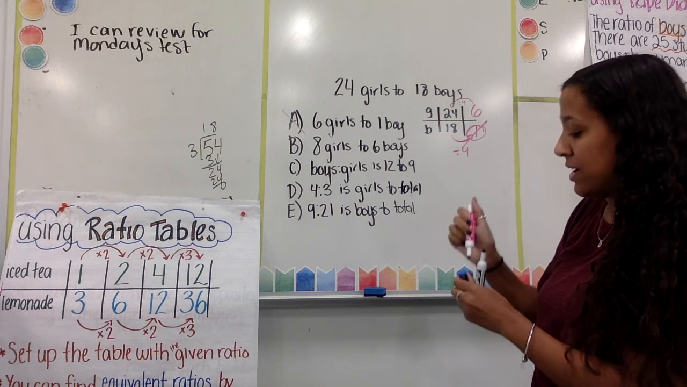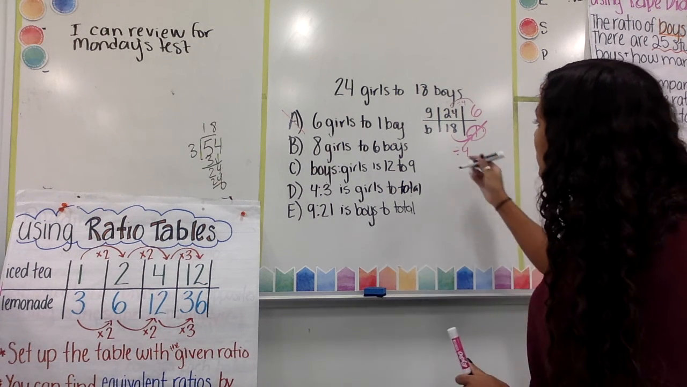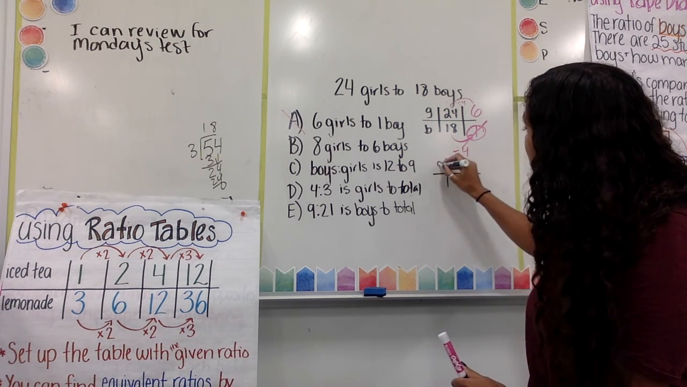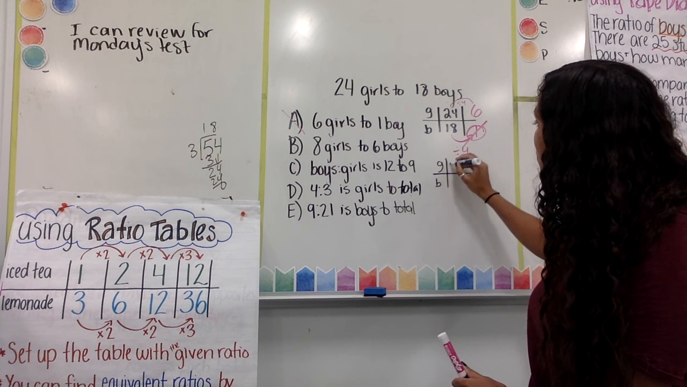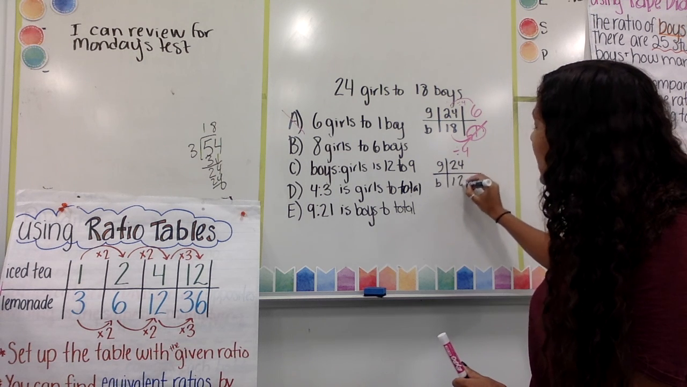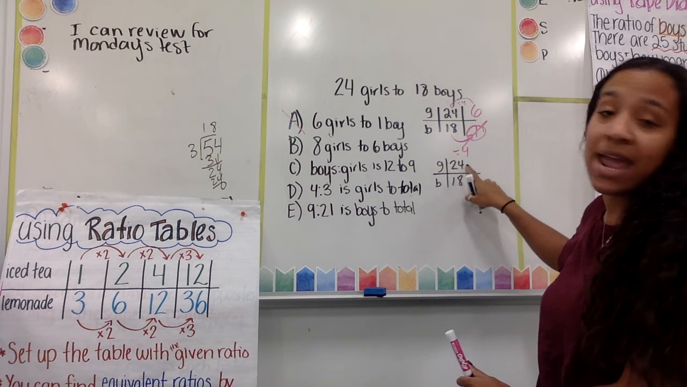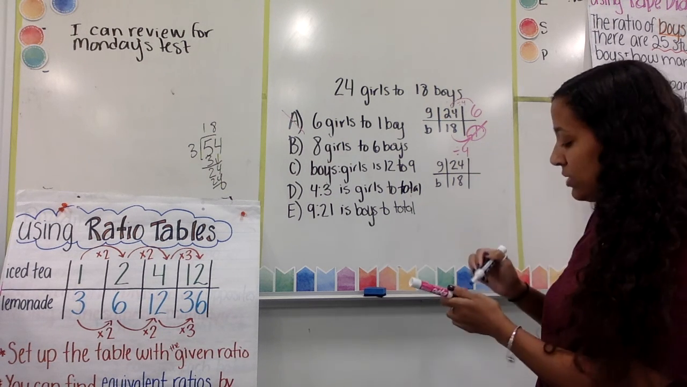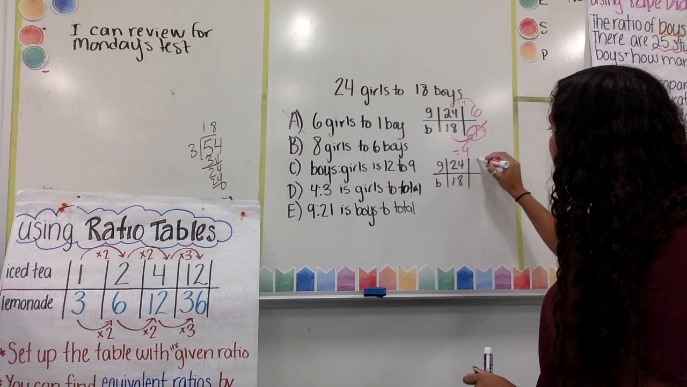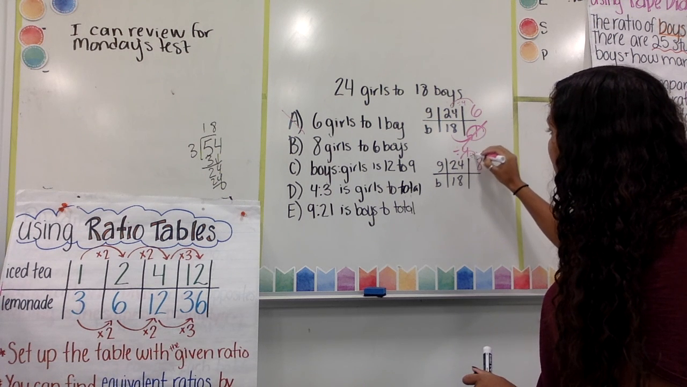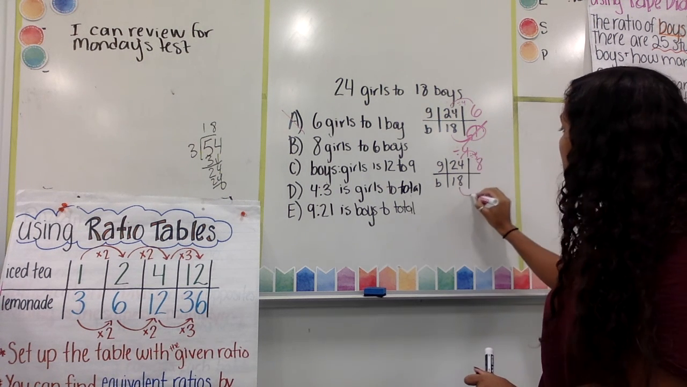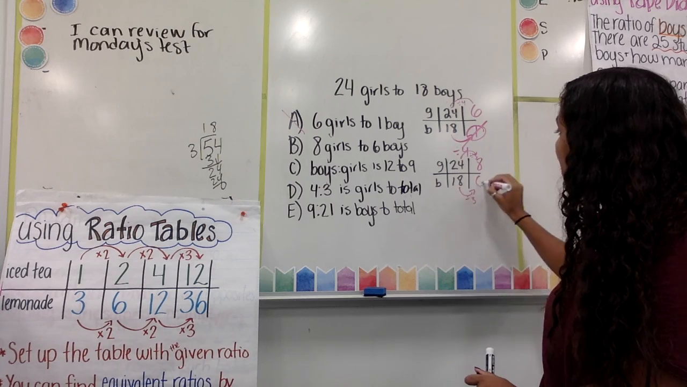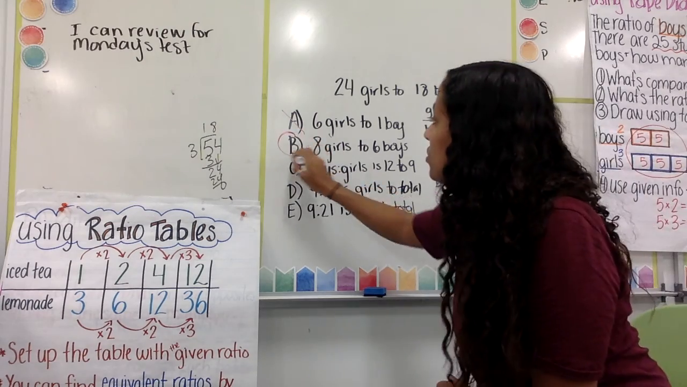All right, so let's look at the next one. Girls to boys, 24 to 18. Is it true that there are 8 girls to 6 boys? So to get to 8, I'm dividing by 3. So let me divide by 3, and I get 6. So yes, that is true.